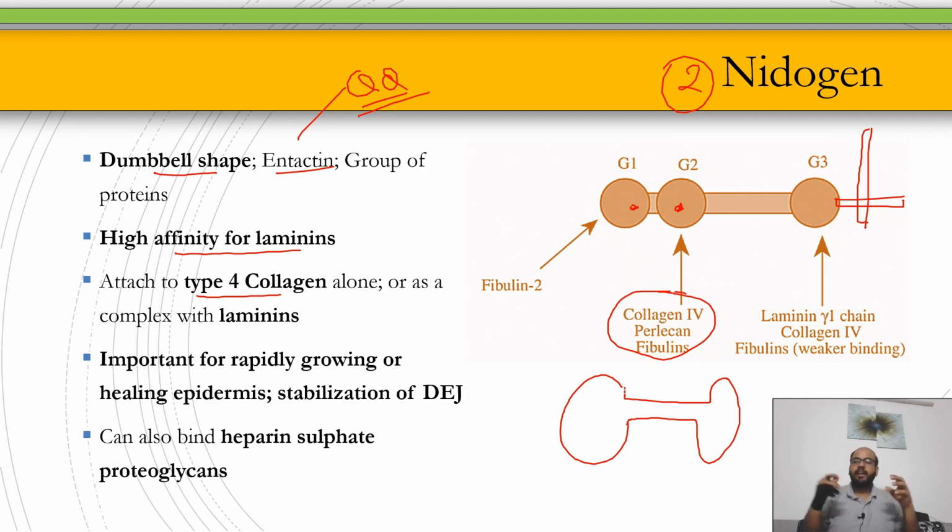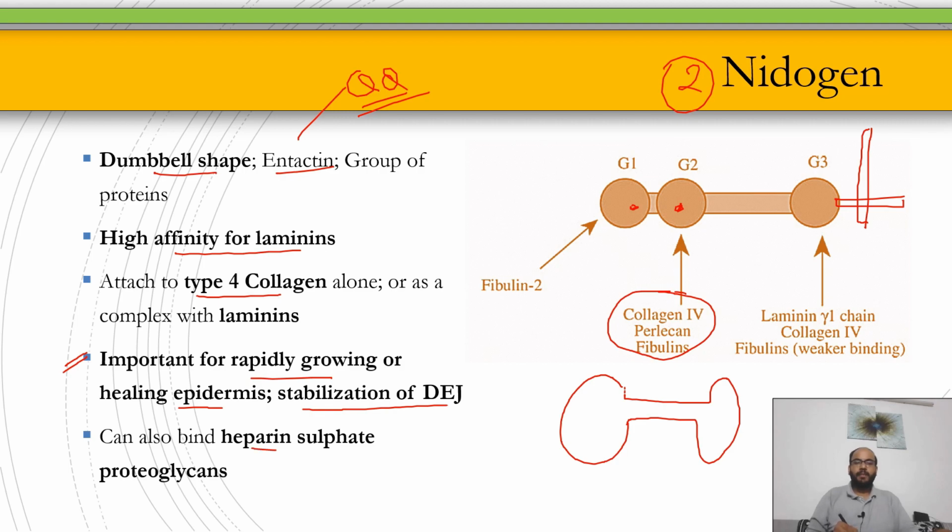Now remember, Nidogen is like a connector molecule. Either it will connect the laminins to type 4 collagen, and type 4 collagen is a very important collagenous molecule in the lamina densa. Okay. Now, Nidogen is important for rapidly growing or healing epidermis. The second function is stabilization of the dermo-epidermal junction. So what actually happens is Nidogen kind of cements the attachment of laminins to the collagen in the lamina densa and the collagen in the dermis. Okay, so it strengthens the dermo-epidermal junction, and it is also responsible for rapidly growing and healing epidermis because at that time you require a good functional basement membrane zone.